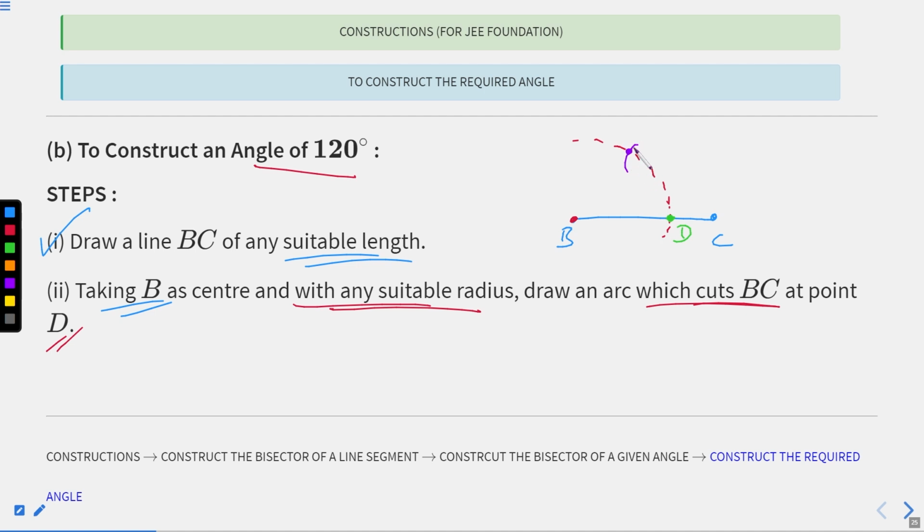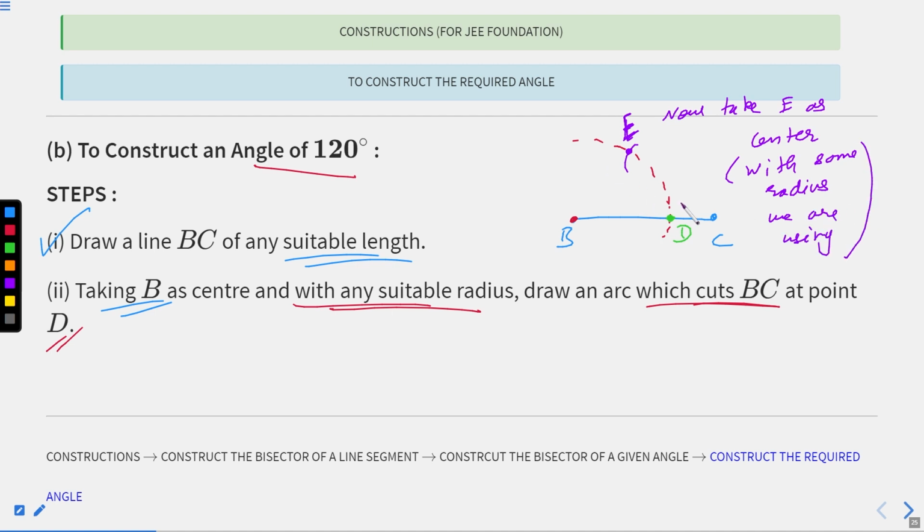So here is E point. Now taking E as center, and with the same radius we are using, mark another cut which cuts the red arc.